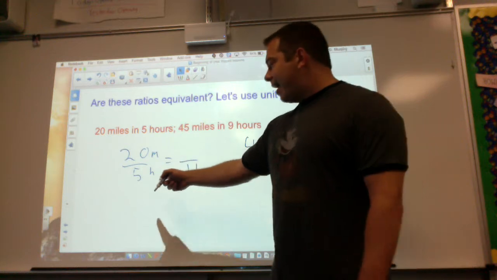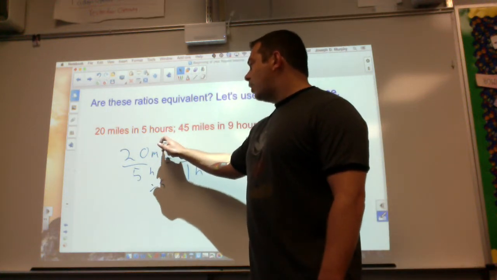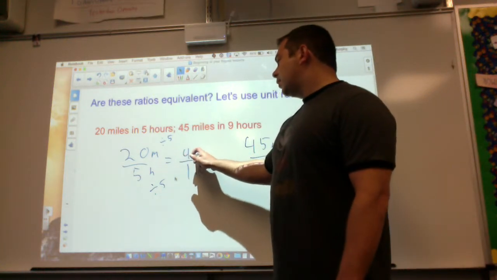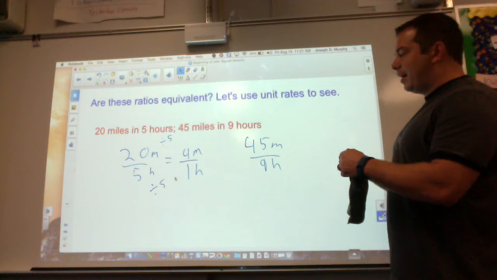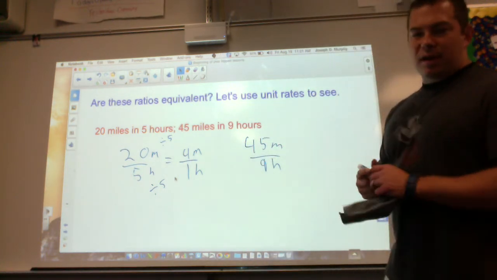How did I go from 5 to 1? Well, I divided by 5. So what's 20 divided by 5? Simply 4. So it's going to be 4 miles per 1 hour. If that is true for this one, then they're equivalent.